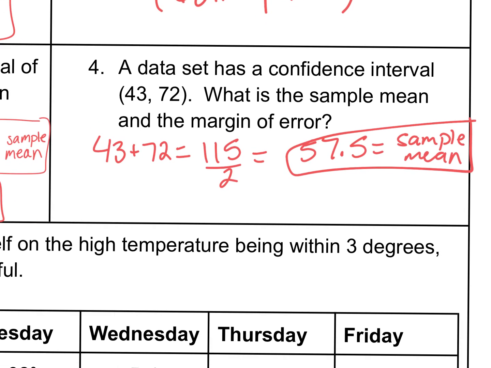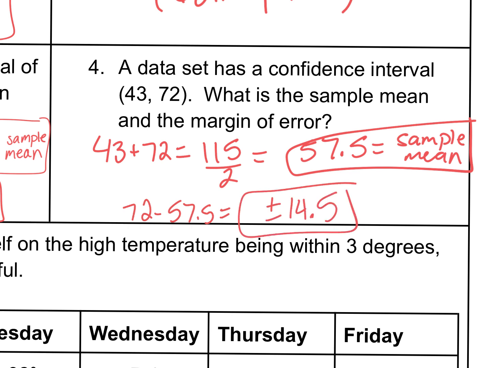You can subtract 72 by 57.5. Okay. And that gives you 14.5. So plus or minus 14.5. Yeah. Okay. Cool.